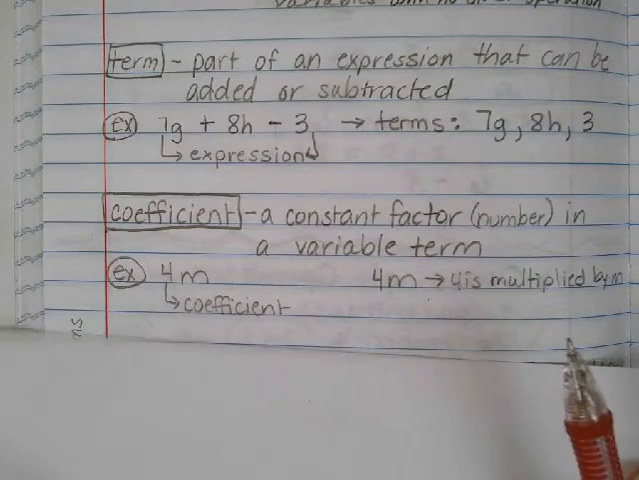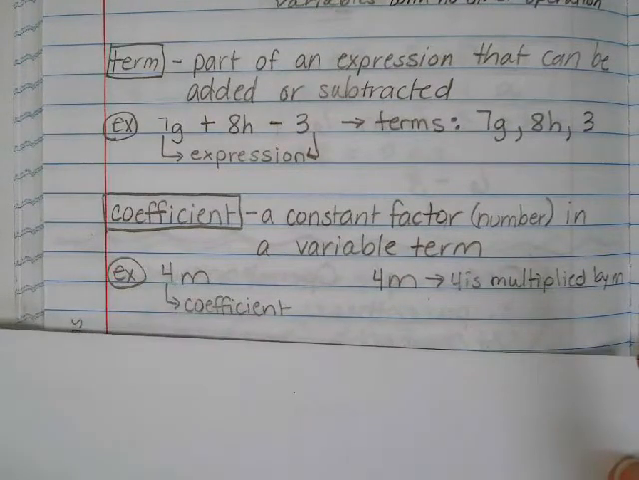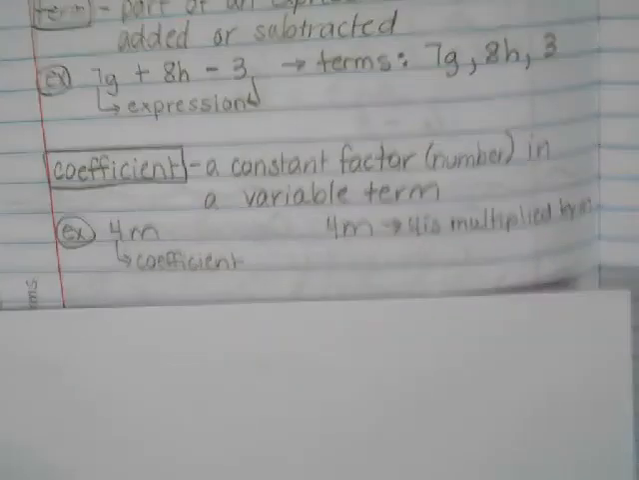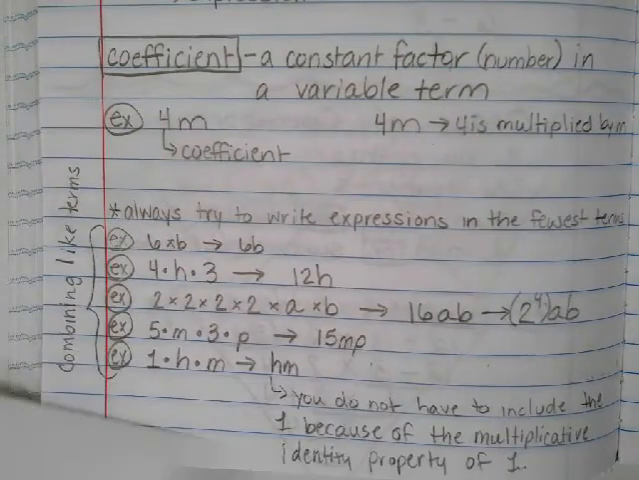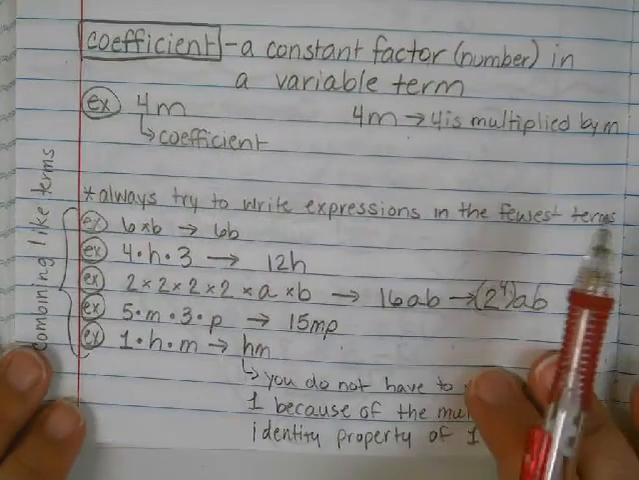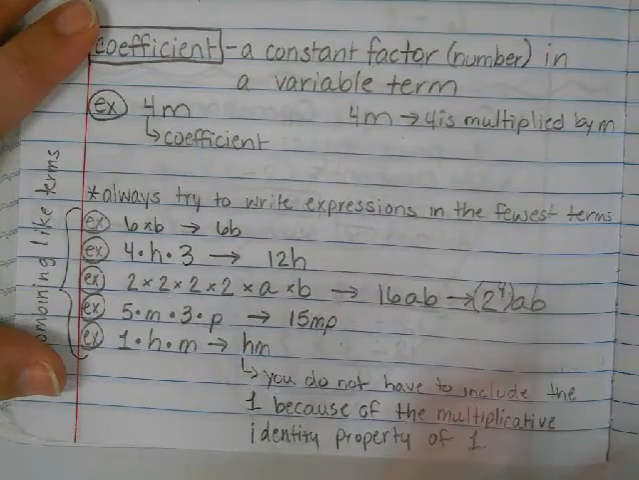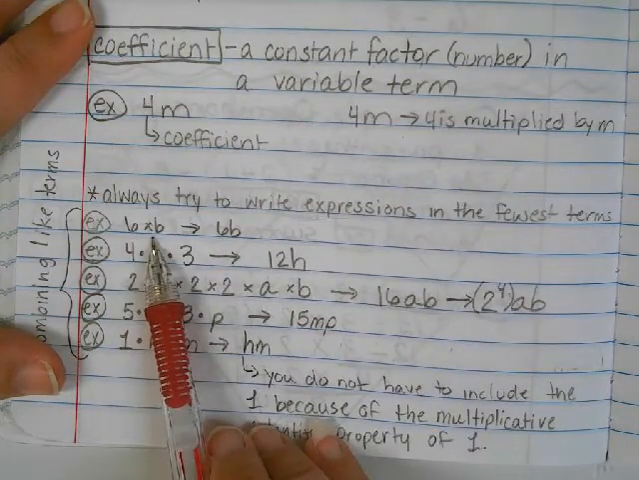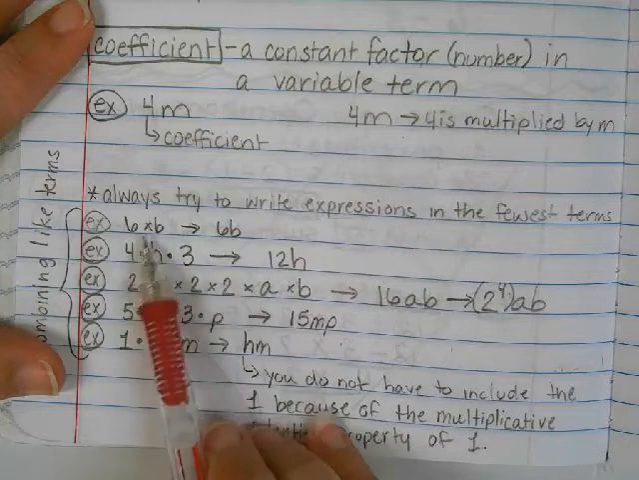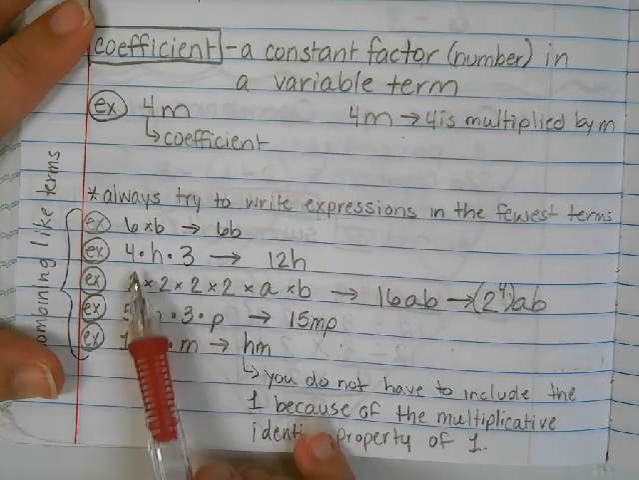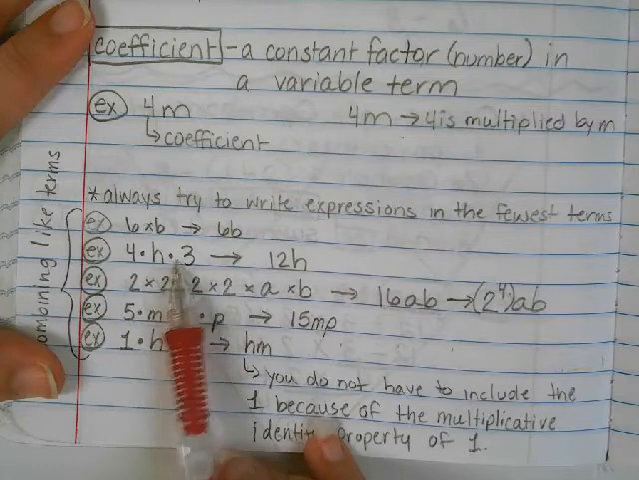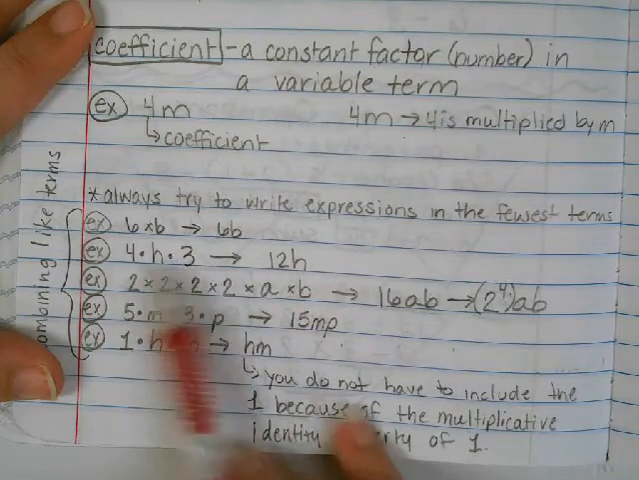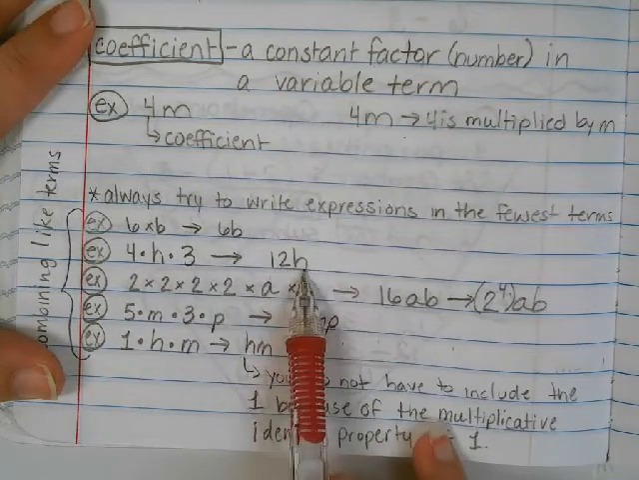The next thing we're going to review is how to group like terms when you are looking at multiplication expressions. So we're going to go over a few. Whenever you're writing an expression, always try to write an expression in the fewest terms. So, for example, if you have 6 times b, you can write that as 6b. You can leave out that operation symbol. 4 times h times 3. I can group the like terms. The like terms are the two numbers, and 4 times 3 gives me 12, and then I leave my variable h.